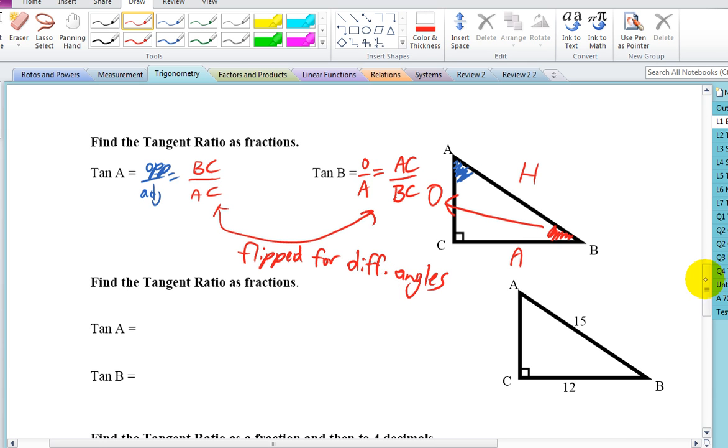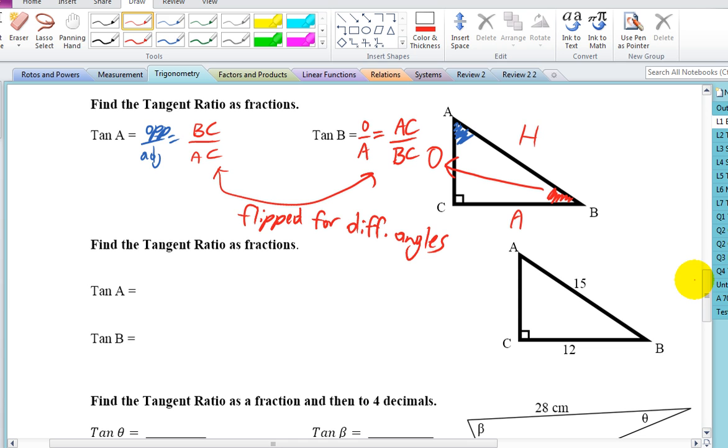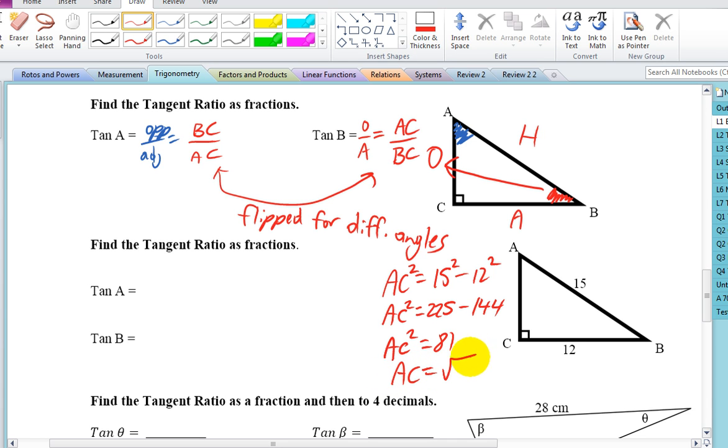Now we can do the same thing with numbers. However, you have to find the answer for AC first. Leave it as a radical, so square root. I'd be really surprised if I gave you that. AC squared equals 15 squared minus 12 squared. So AC squared equals 225 minus 144. What does AC squared equal? 81. So AC equals square root of 81, equals 9. That's a little harder of a question, right, with a square root. But you could leave it as a radical.